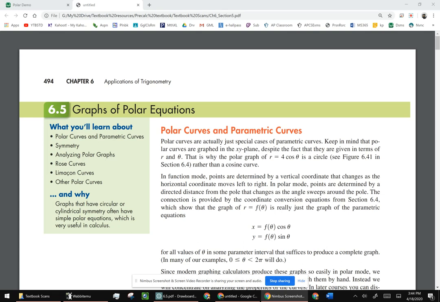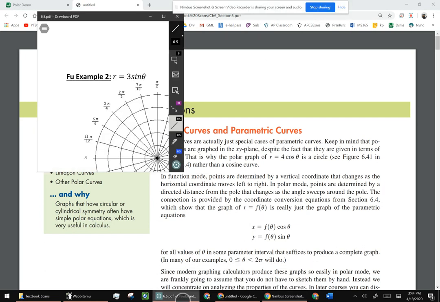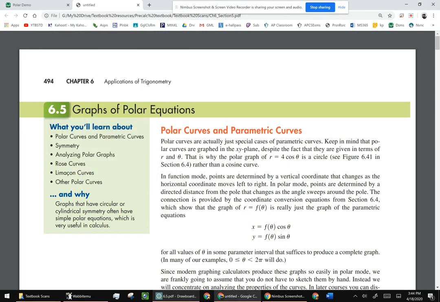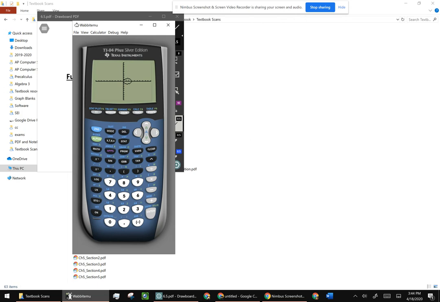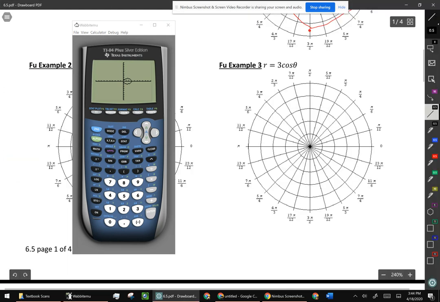Hey guys, we're up to 6.5, examples 2 and 3 from my examples. Go get your graphing calculator, and throw in example 3 first into your r equals. Make sure you are in polar mode and in radians.